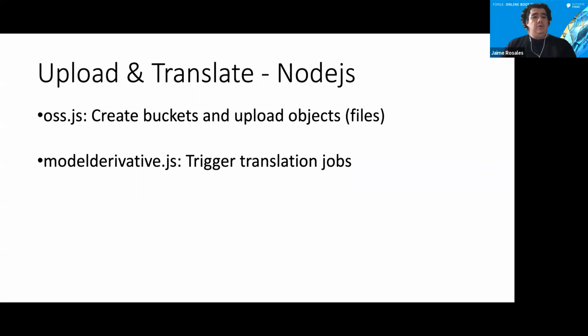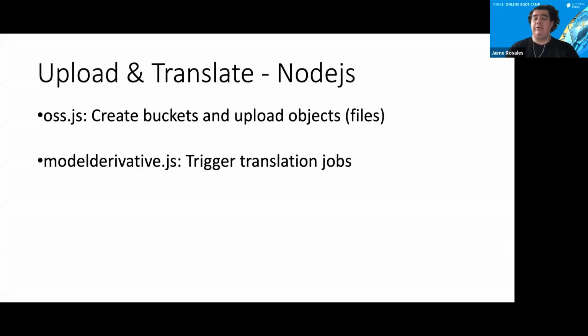All right, so for the upload and translate on the Node.js section, we are going to be doing the following file, which is going to be the oss.js. In this file, we'll mainly focus on using the OSS service that comes from the data management API in order for you to be able to create your buckets and also upload files to those buckets. And then later on also the modal derivative JS, which will be the one in charge of actually triggering that translation.